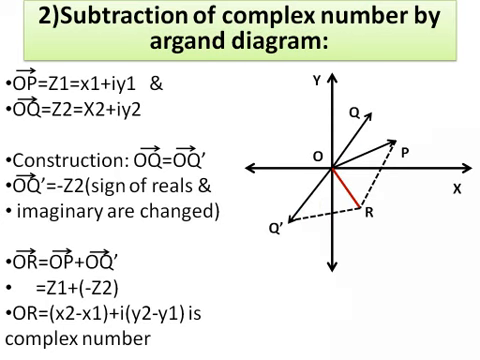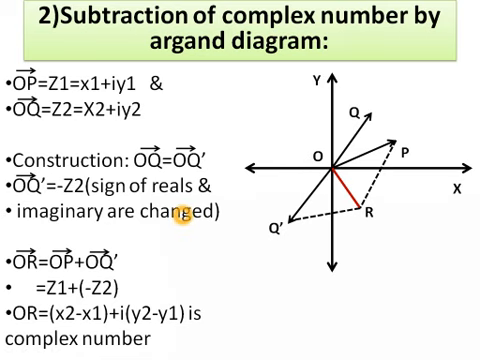but at the same time, if OQ has a positive real part and a negative imaginary part, then for OQ dash the sign of the real part and the imaginary part has been reversed or changed. From that, one can say that OQ dash is nothing but minus Z2, because the sign of the real part and imaginary part has been changed over here.